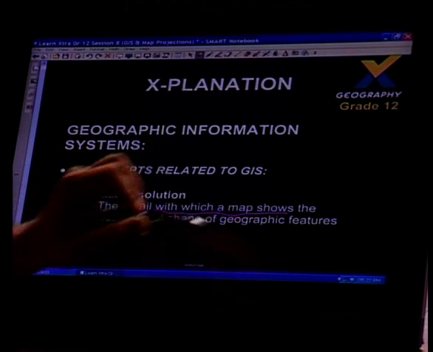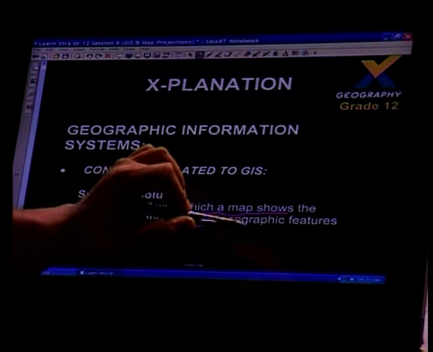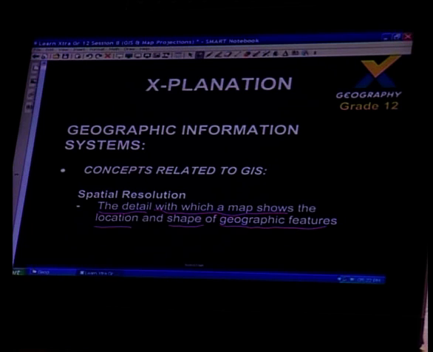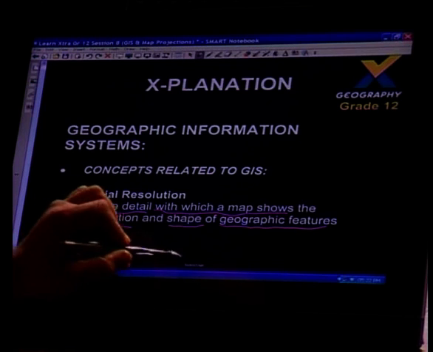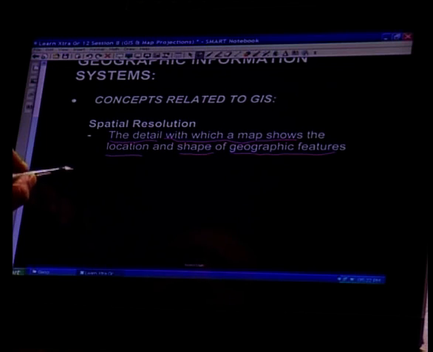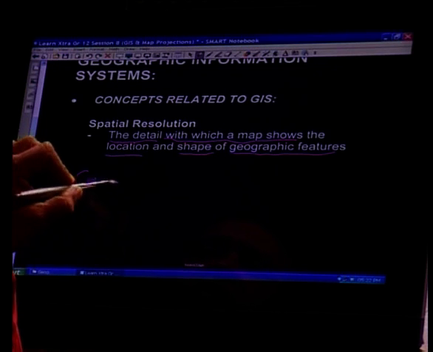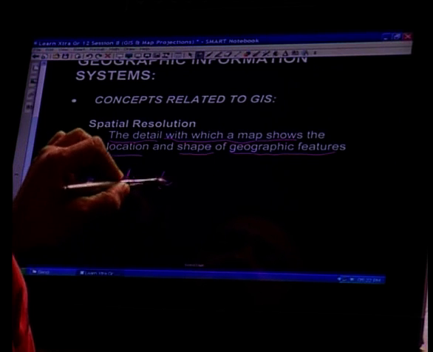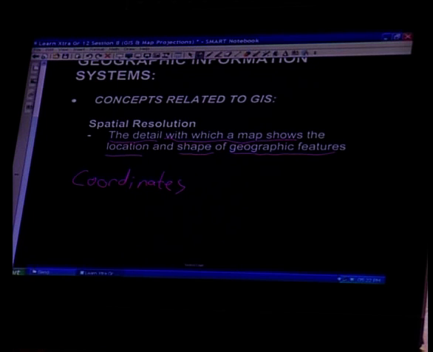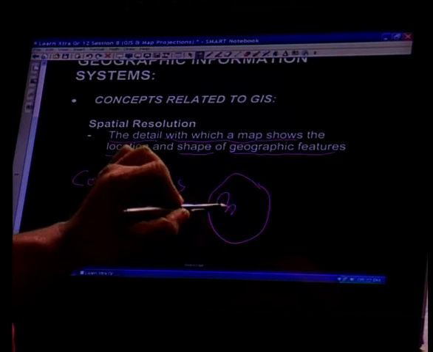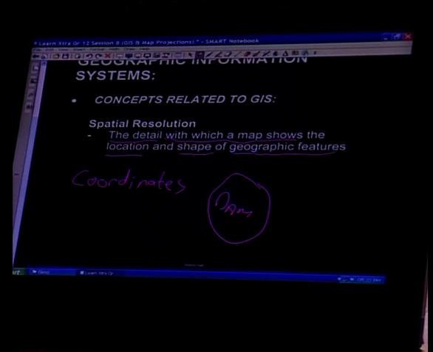Spatial resolution is the detail with which the map shows the location and shape of geographical features. All right? Location and shape. So what would fall under this one? Location and shape. Location could be your coordinates. All right? Some of you still use the old term grid reference. Coordinates. Okay, and if I'm looking at the shape of an area, all right, that could be a dam, okay, and we could see the nice outline of the dam. So your coordinates and the shape of features. Coordinates could be 25 degrees, 16.2 minutes south, etc. Okay, so that would relate to that.